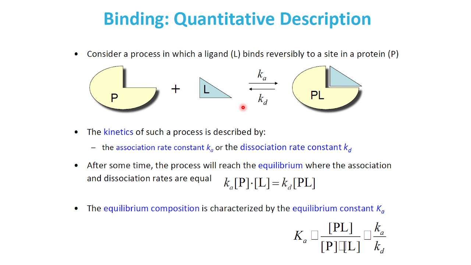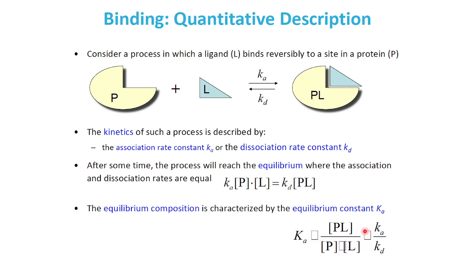So from the rate constant equation, you can write that Ka times the concentration of your protein times the concentration of your ligand is equal to Kd times your complex concentration, that is the protein-ligand complex concentration. So if you rearrange the equation in different ways, the chemical composition can be characterized by the equilibrium constant, where you have the capital Ka.